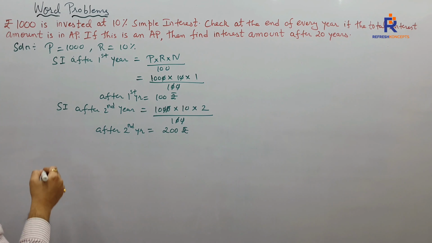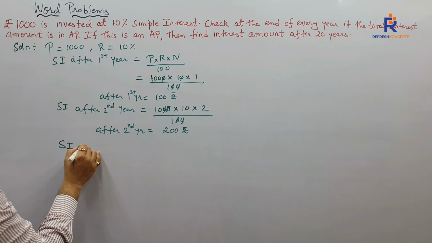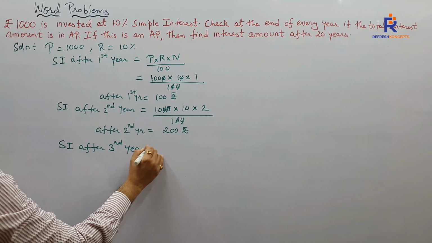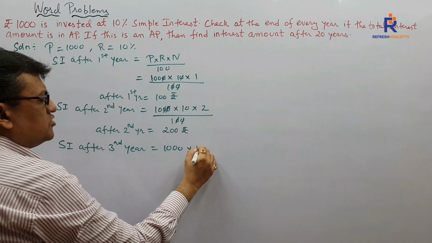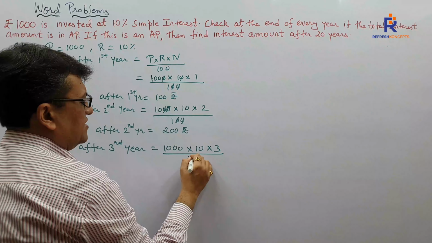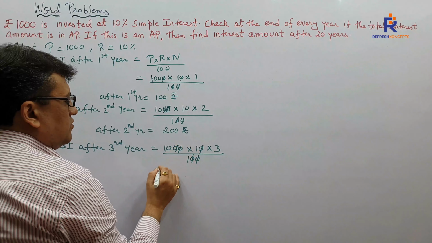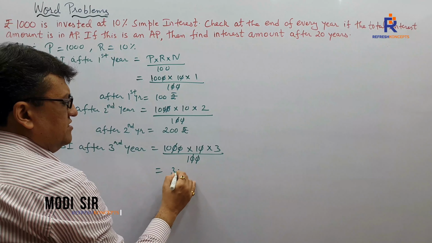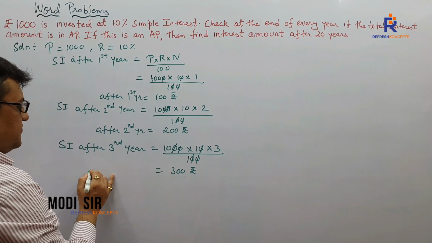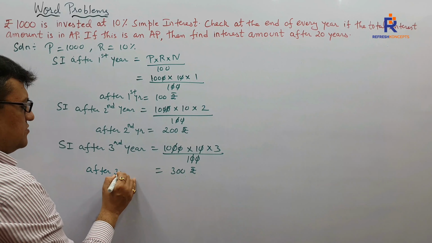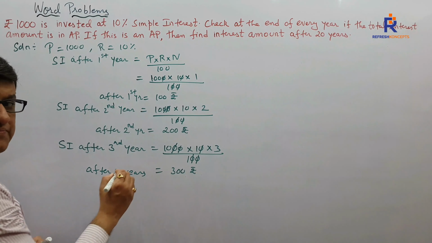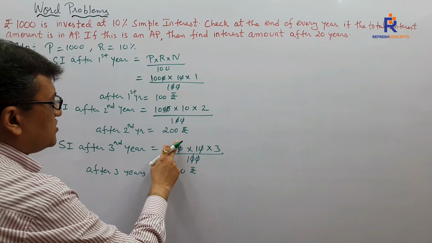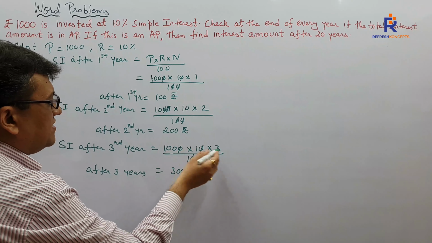Let me check one more. SI after third year is 1000 into 10 into 3 by 100. What is the answer going to be? Answer is 300. So this is after 3 years. I'm sorry, it is 100 into 3, 300.